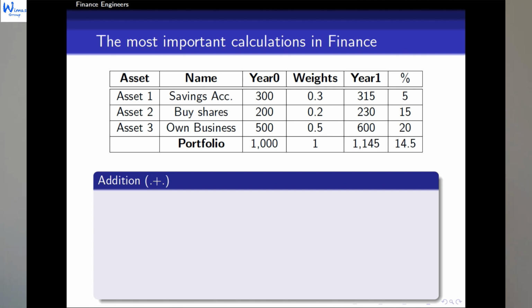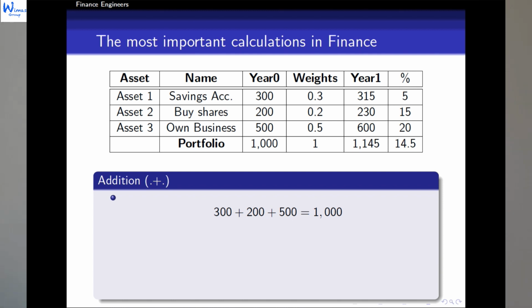As an example, you see in our table, you remember that we invested 300 in the savings account, 200 in buying shares, and 500 in a business. So when we make the addition, we add all these three, and we obtain the total or the sum, which is our initial worth, which was 1,000.